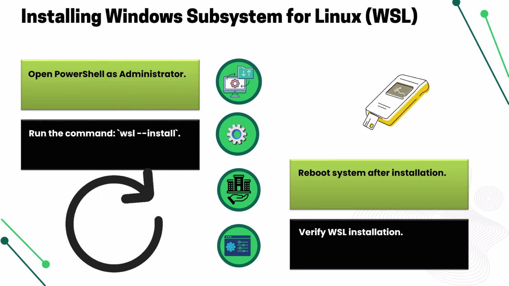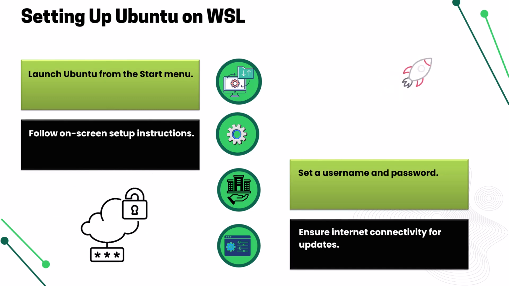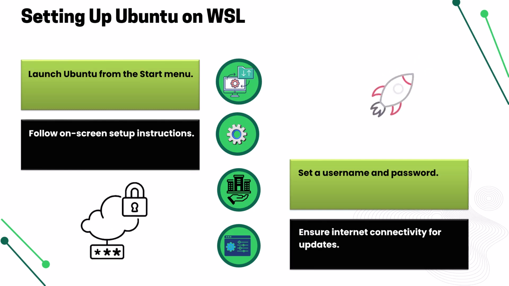Installing WSL is your gateway to using Ansible on Windows. Just pop open PowerShell and run one command. It's that easy. A quick reboot later and voila, you've successfully crossed over into the world of Linux on Windows. Ubuntu on Windows. Yes, it's real. Launch it, follow the setup steps, and boom, you've got a fully functioning Linux environment. The best part, no need to dual boot or mess with complex configurations.